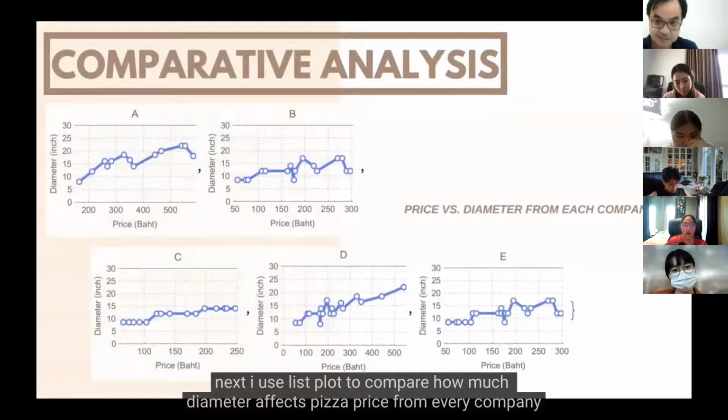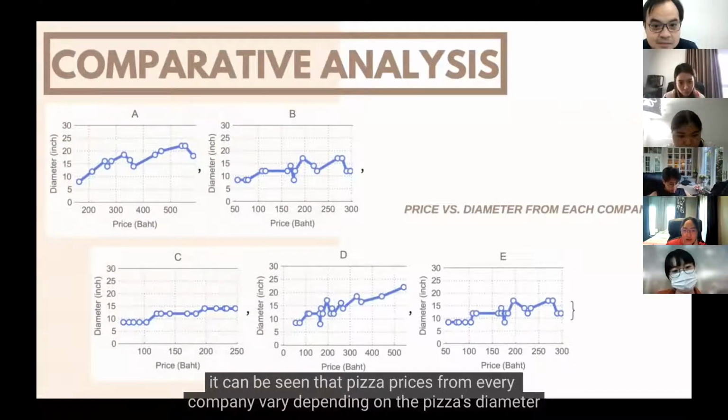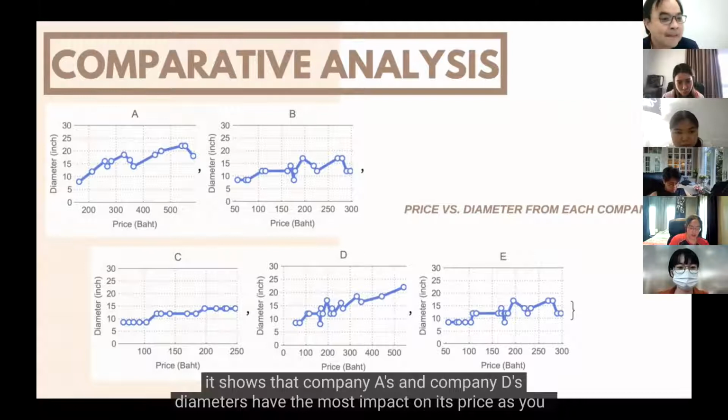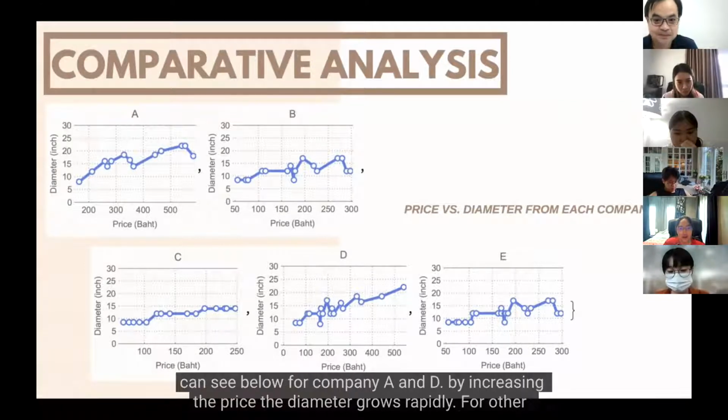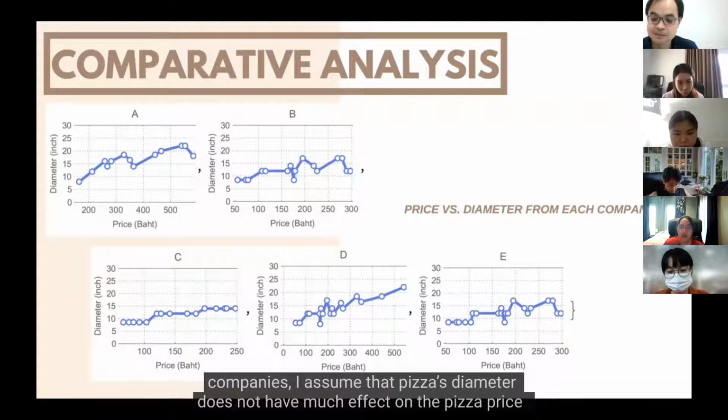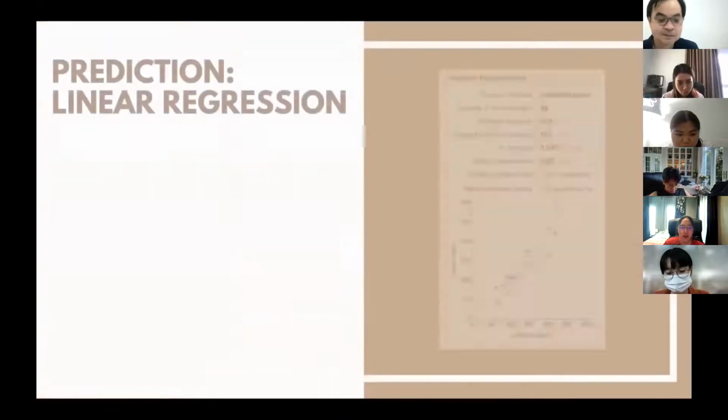Next, I use ListPlot to compare how much diameter affects pizza price from every company. It can be seen that pizza prices from each company vary depending on the pizza's diameter. It shows that company A's and company D's diameters have the most impact on its price. As you can see below for company A and D, as the price increases, the diameter grows rapidly. For other companies, I assume that pizza's diameter does not have much effect on pizza price.